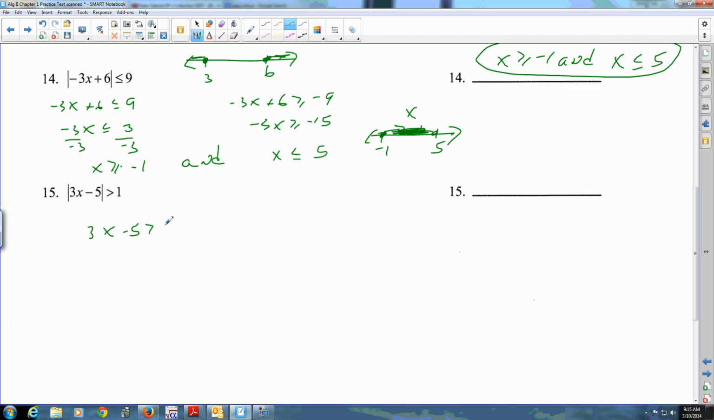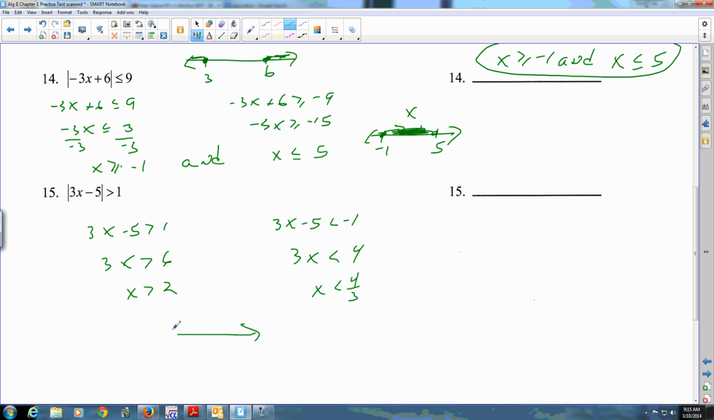3x minus 5 greater than 1, 3x minus 5 less than negative 1. And you solve them both. 3x, add the 5, so that would be 6. x is greater than 2. Add the 5, divide by 3.